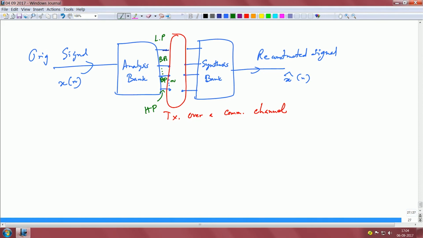Okay, so with this we will stop here. We will look into the discrete Fourier transform, or the DFT, as a filter bank. We will consider the DFT as a case study, and then we will generalize this towards other filter banks. Okay, we stop here.